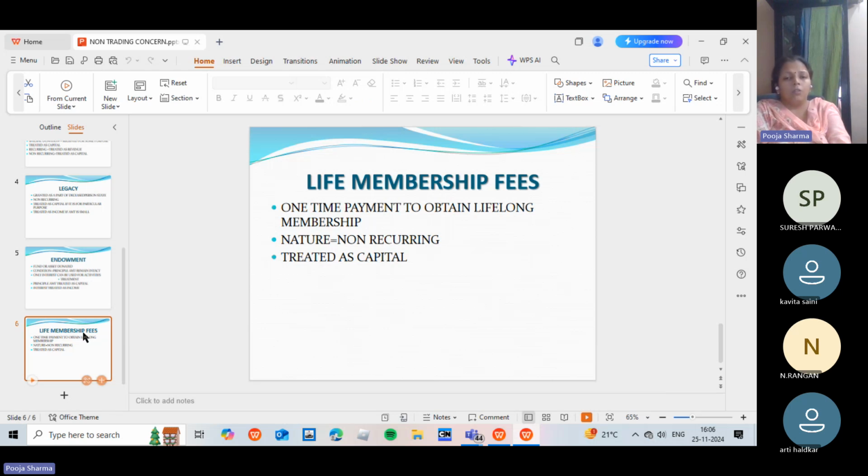So we will get lifelong membership; whenever we want to become a member, we can get it. It is of non-recurring nature, it is a one-time payment. That means we are not going to receive it again and again. Because it is a one-time payment, it should be capitalized in the balance sheet and shown under capital.